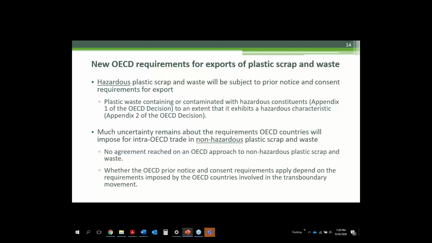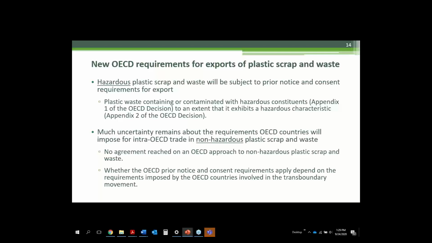And so a negotiation process, a special negotiation group, was established last July, 2019, and it was able to reach agreement on hazardous plastic scrap, but unfortunately not on non-hazardous plastic scrap. So basically, hazardous plastic scrap, and we think that hazardous plastic scrap is really a small sliver of plastic scrap. But the agreement is that it would be subject to prior notice and consent in the OECD.